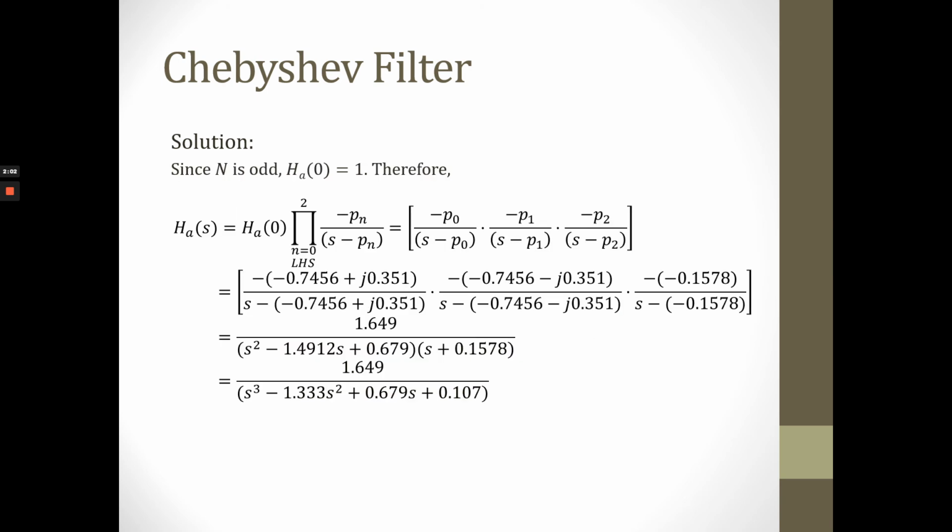The next one, since n is equal to 3 and it is odd, we use H0 equal to 1 for this function, and we calculate based on all 3 poles that we have selected. So this is the first left hand side pole, second left hand side pole, and third left hand side pole, based on this equation. And after we calculate this one and settle, we have this as the transfer function in S domain for Chebyshev filter.